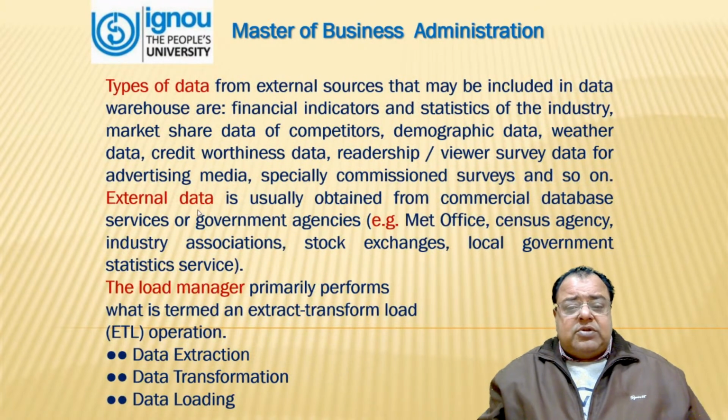Types of data from external sources that may be included in a data warehouse are financial indicators and statistics of the industry, market share, data of competitors, demographic data, weather data, credit worthiness data, leadership, viewer data, survey data for the advertising media, especially commissioned surveys and so on. External data is usually obtained from commercial database services or government agencies like the Meteorological Office, Census Agency, Industry Association, stock exchanges, local government, and statistical services.